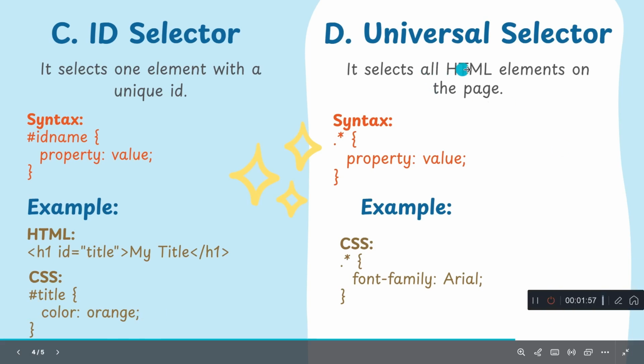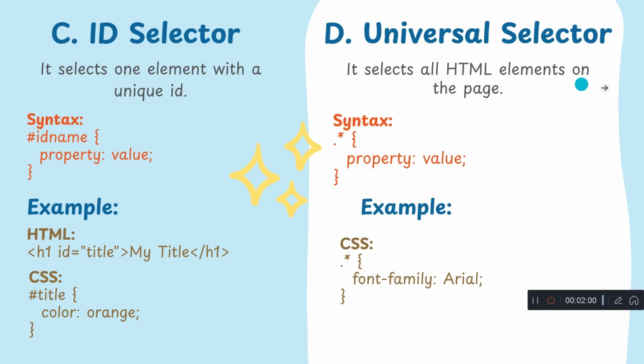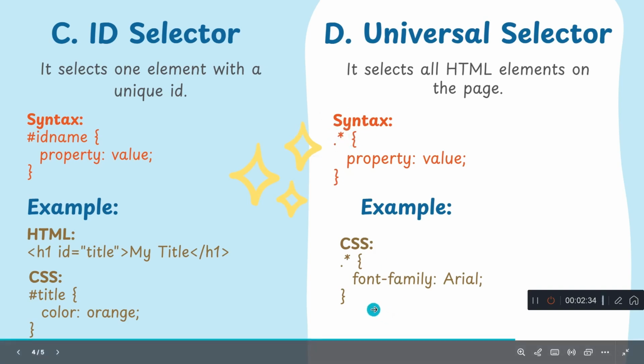Now we have the universal selector. The universal selector selects all HTML elements on the page. So let's say I want to apply a specific font throughout my entire web page. It should be throughout the entire web page, so I can use the universal selector. I don't have to select a specific section or an element and give the styling. This is for the entire web page. For this, we use the universal selector, that is the asterisk operator.